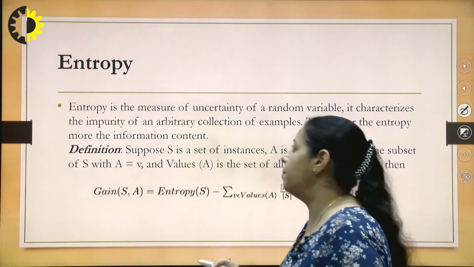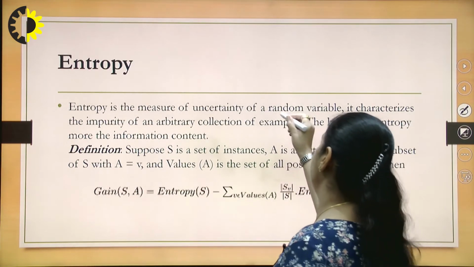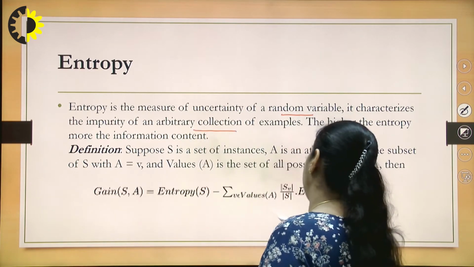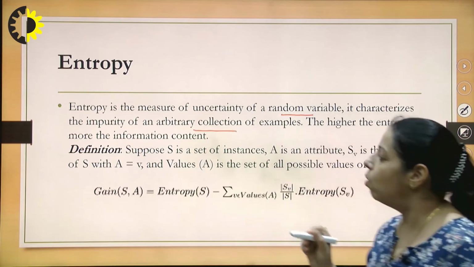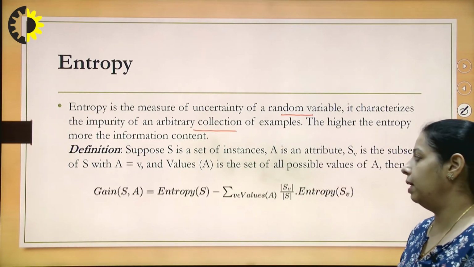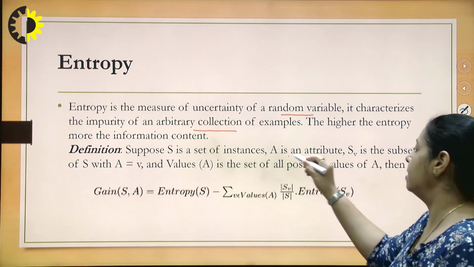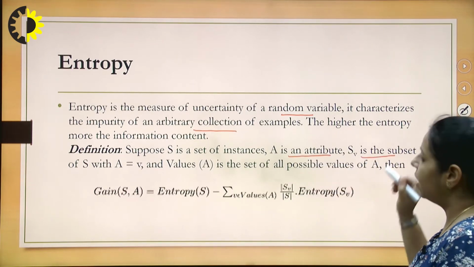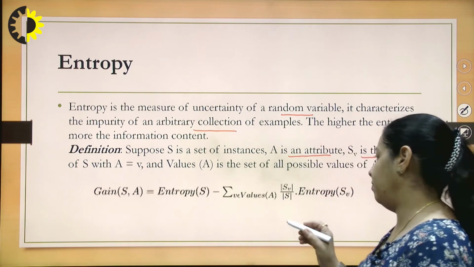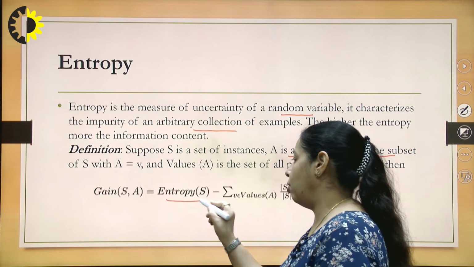Now entropy is the measure of uncertainty of a random variable. It characterizes the impurity of an arbitrary collection of examples. The higher the entropy, the more the information content. Suppose we have S as a superset. It is a set of instances. A is an attribute. SV is again the subset. Now if we calculate the entropy for it, we have this value, entropy of S.